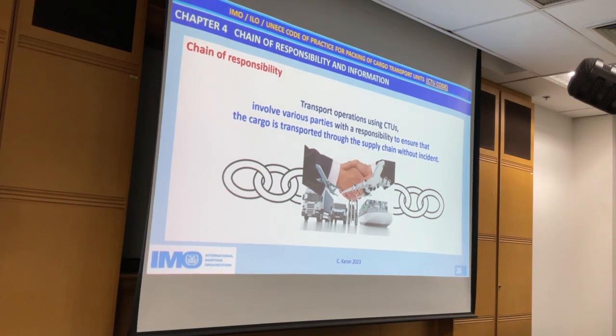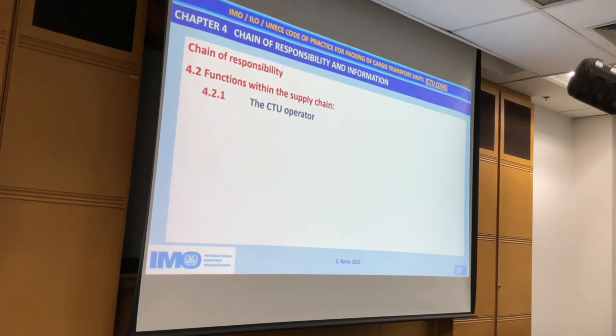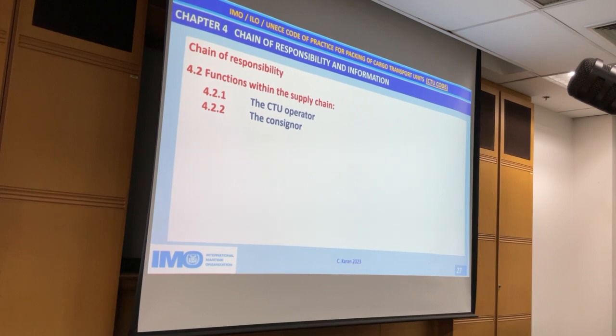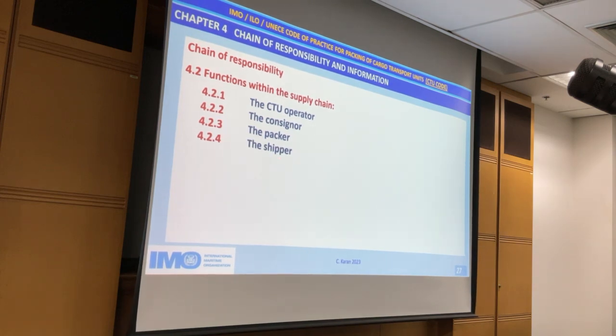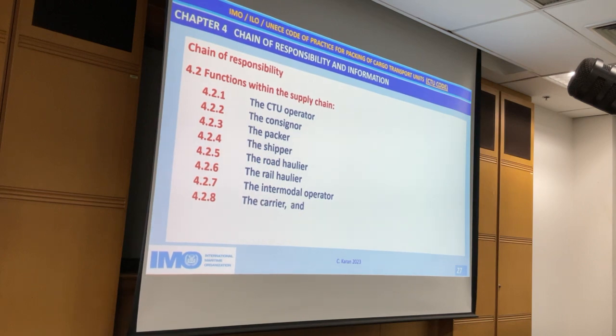Transport operations using CTUs involve various parties. Who are those parties in the supply chain? The CTU operator, the consignor, the packer. The consignor, you know, is the sender, the producer, the owner of the goods. The shipper, the consignor could be the shipper at the same time. The road haulier, the rail haulier, the intermodal operator, the carrier, and the consignee, the receiver.